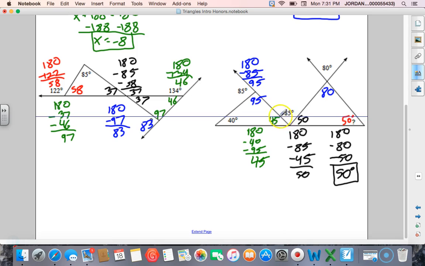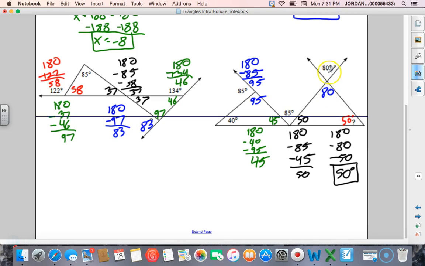Now this is a little trickier because you've got three angles that add up to make a straight line. So all three of these must add up to be 180 because they all form a straight line. So I know this is 85, I know this is 45. So if I subtract those two from 180, it should leave me with the third angle, which is 50. So there's that third angle, 50.